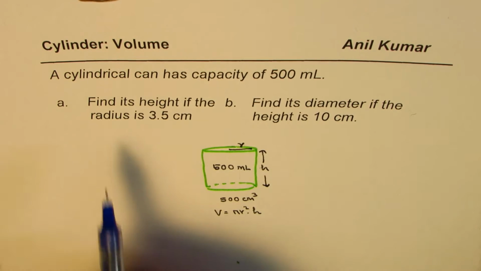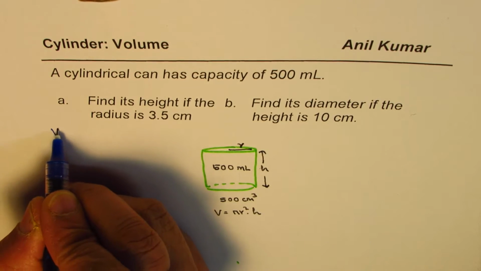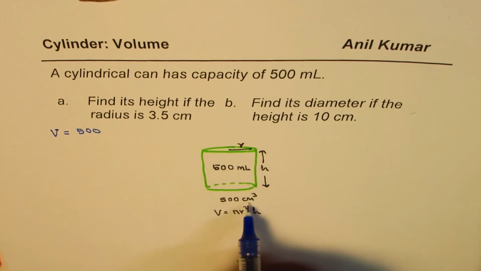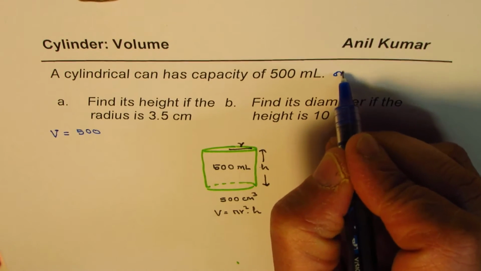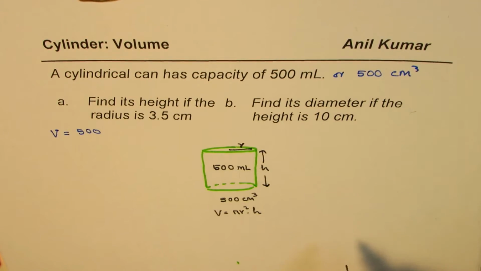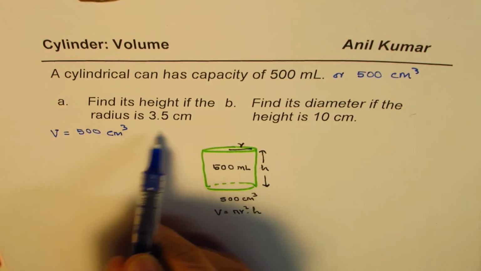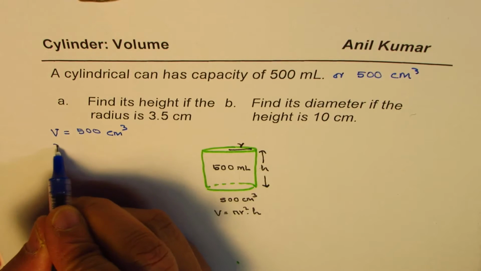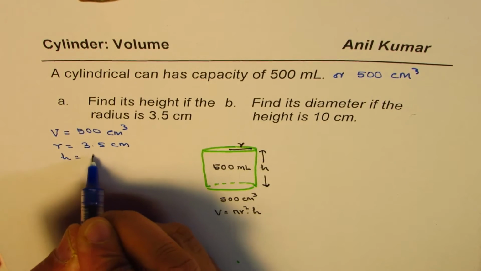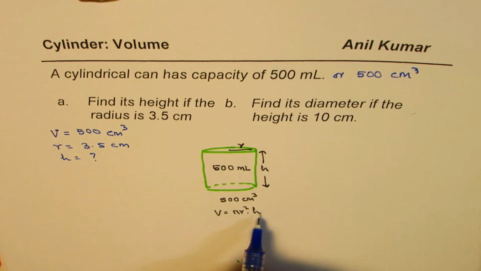It says find its height if the radius is given to you, right? So we know volume is equal to 500. Let me write it in centimeter cube, or you can write 500 milliliter. So both are same units, right? Since we are given other dimensions in centimeter, we are given radius equals 3.5 centimeters, and we need to find height. That's the question.